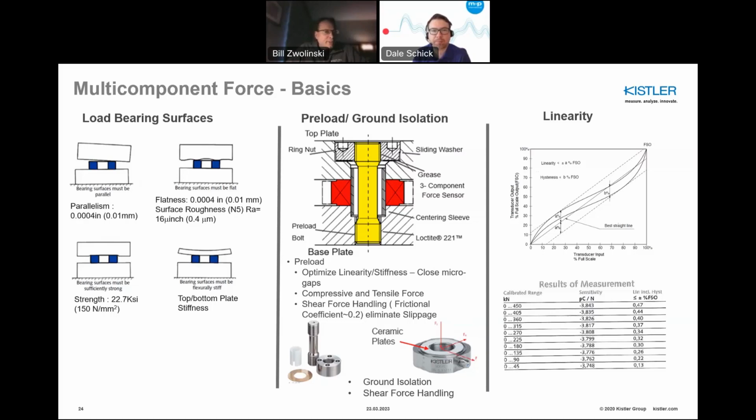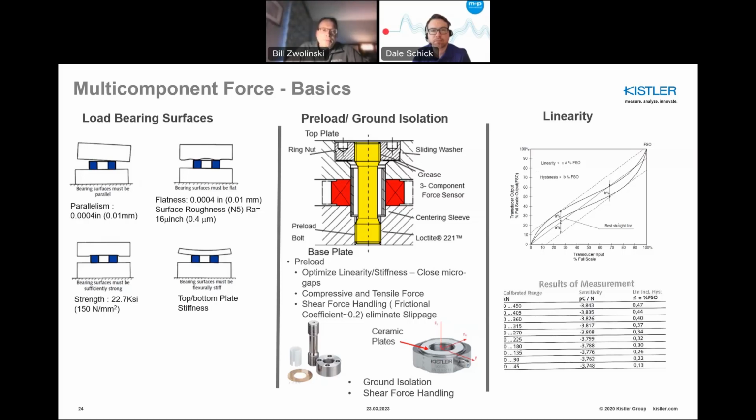It increases the frictional coefficient from 0.1 to 0.2. That then will actually increase your shear force handling by a function of whatever the preload force is times the frictional coefficient. And it also provides ground isolation, which is always a best practice when you're doing high fidelity measurements.